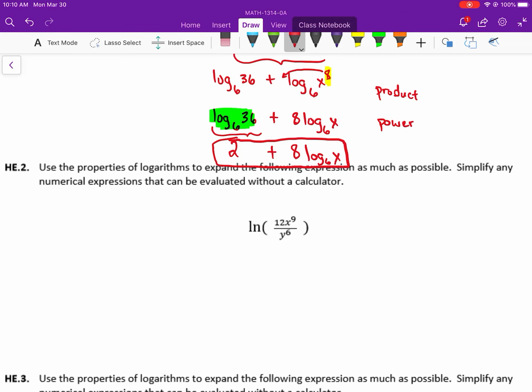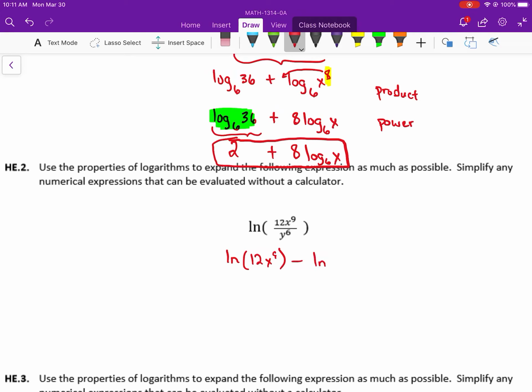So there are quite a few steps on these particular problems. All right, example number 2. Use the properties of logarithms to expand the following expression as much as possible. The first thing that you see on here is probably a fraction, but don't worry about that. Fractions just mean division, so that points back to one of our properties, the quotient property. So let's go ahead and use the quotient property first.